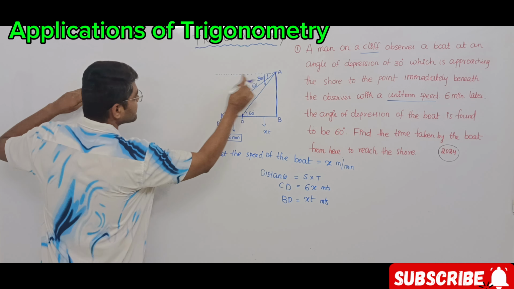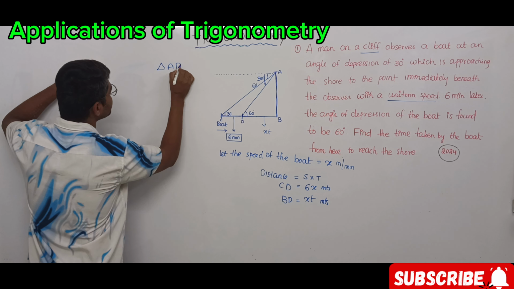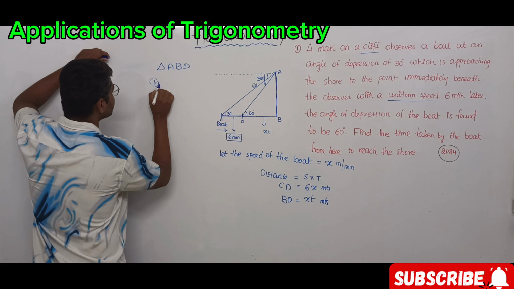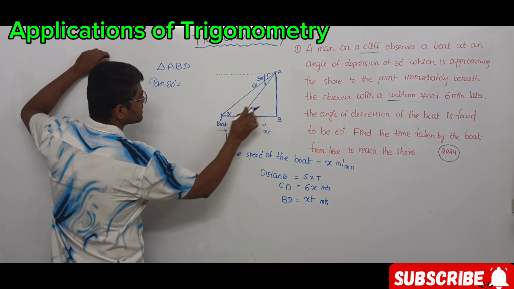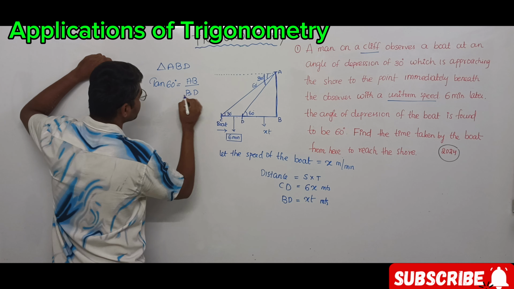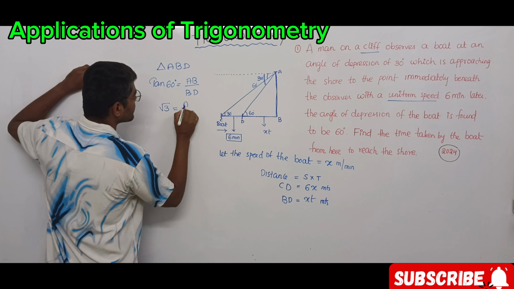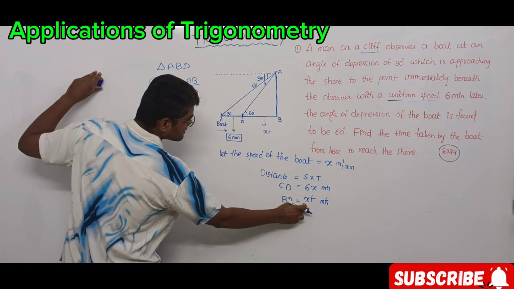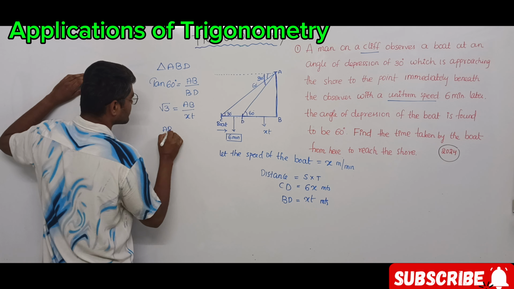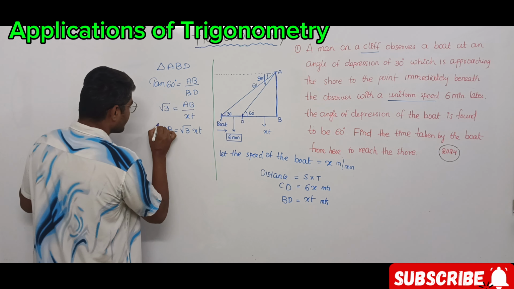Let's see. Take triangle ABD. In this triangle ABD we can take tan trigonometric ratio: tan 60 equivalent to AB by BD. Tan 60 is root 3, equivalent to AB, we don't know, by BD, which is xt. So now AB equal to root 3 xt. We got AB here.